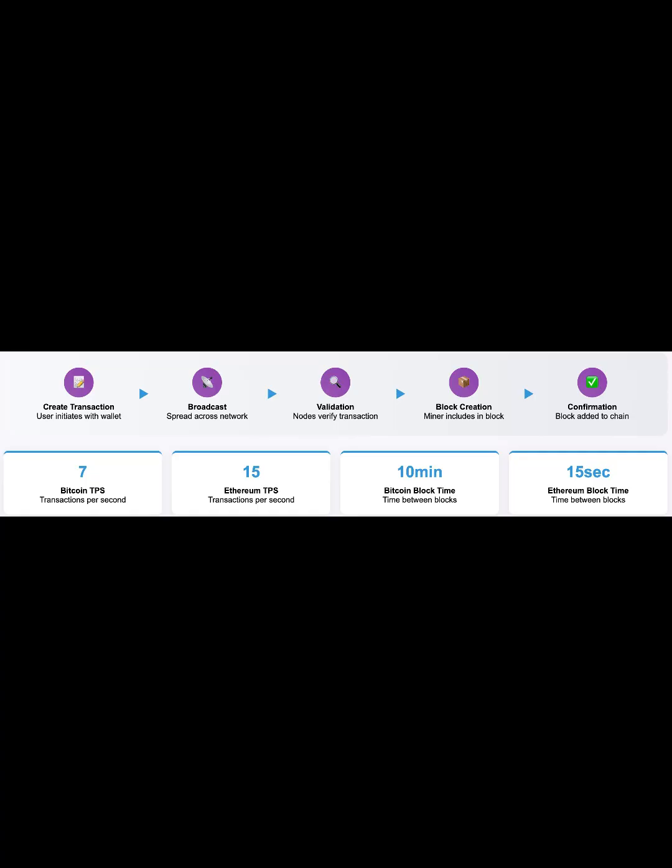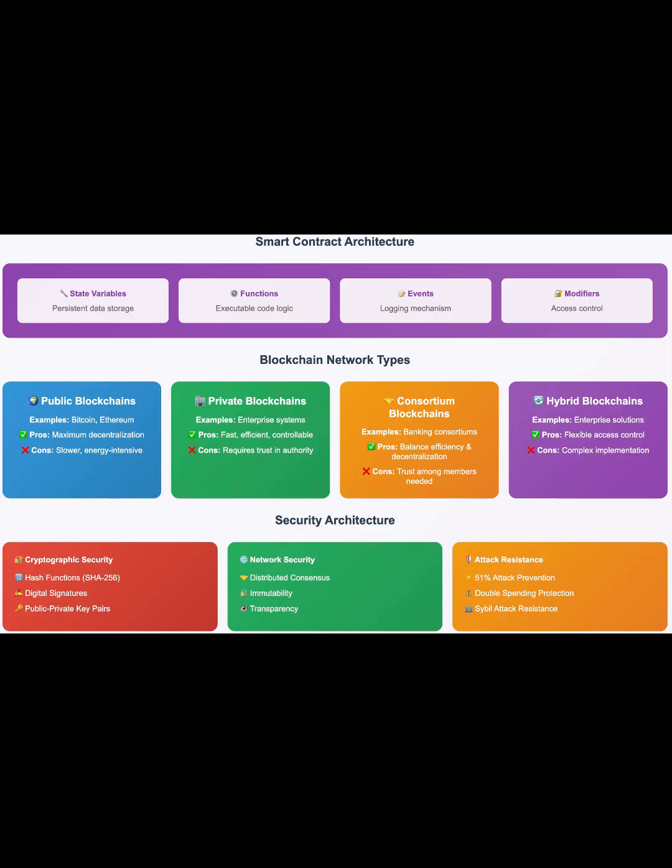Security architecture. Security is built into every layer. Let me break down the key mechanisms. Cryptographic security uses 3 main tools. Hash functions create unique fingerprints that are virtually impossible to reverse. Digital signatures prove transactions are authorized without revealing private keys. Public-private key pairs enable secure transactions.